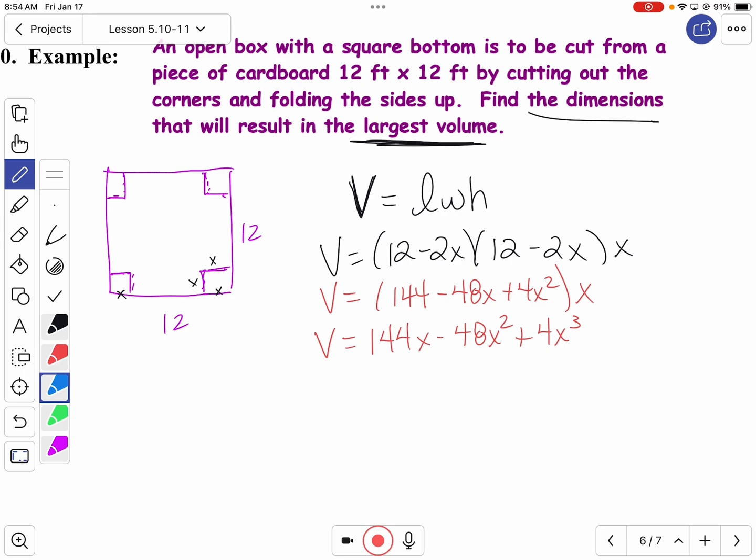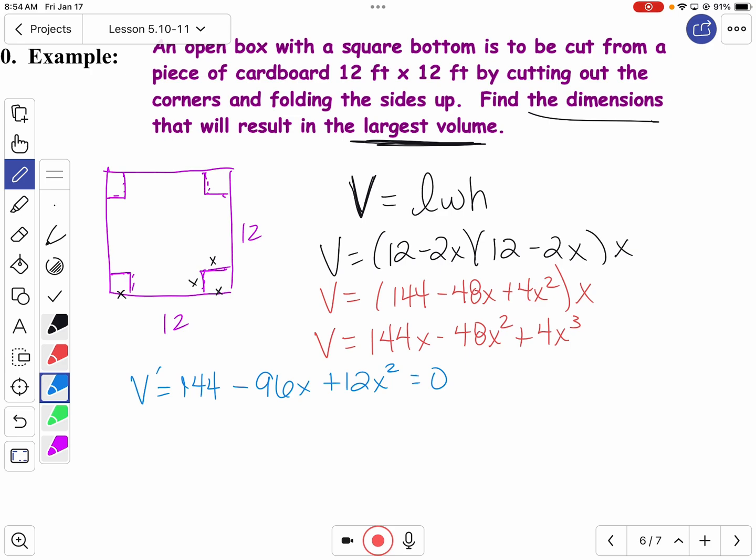Now we're ready to take a derivative. All right, we're ready to take a derivative. So that would give me 144 minus 96X plus 12X squared, and we're going to set it equal to 0. So we've got to find those critical points, okay?